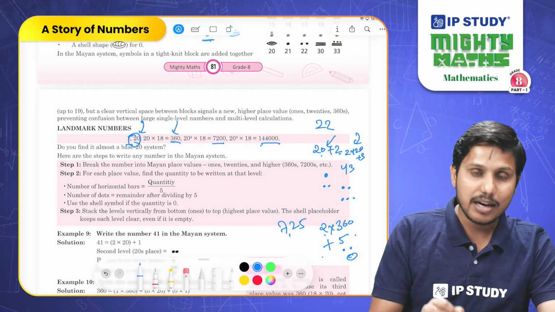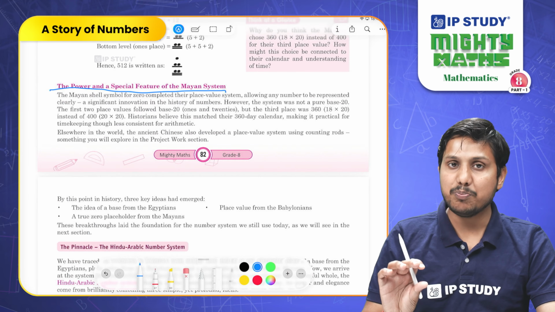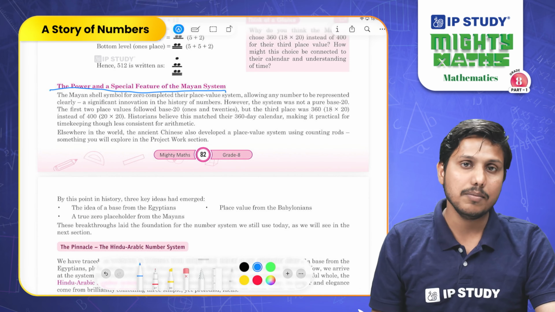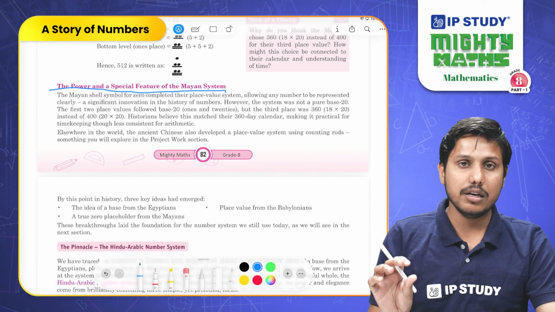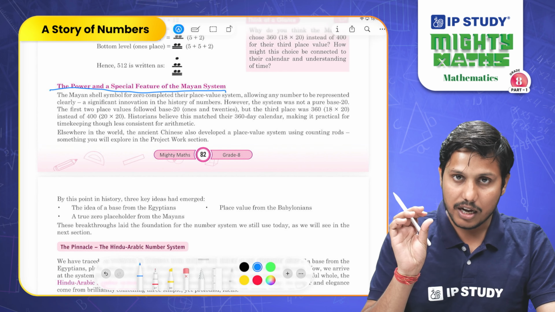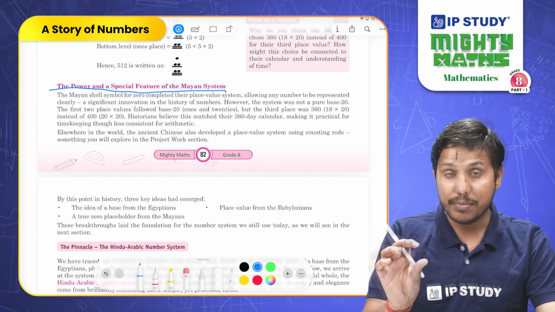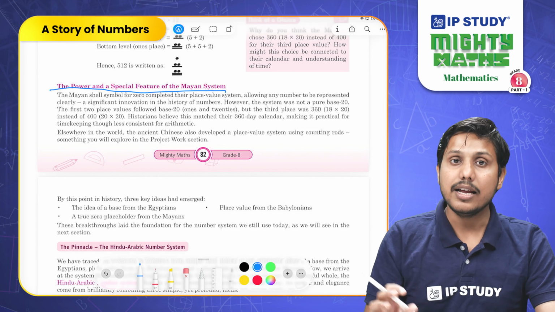Now the power and the special feature of the Mayan system. So it is clear that we have a place value based number system that makes it easier, and uses a lower number of landmark symbols to write the numbers as compared to other landmark symbol number systems.